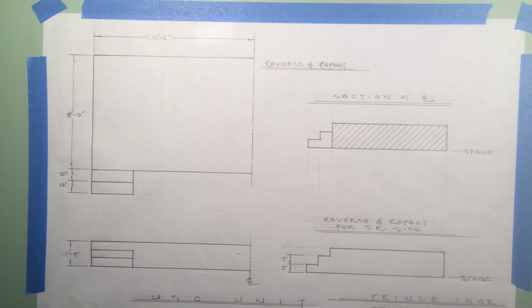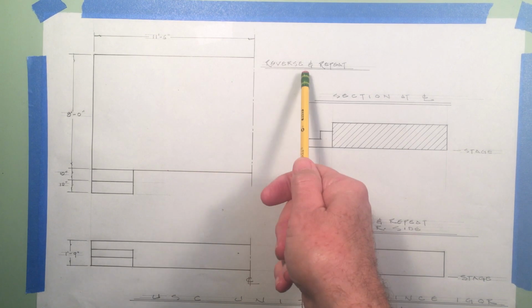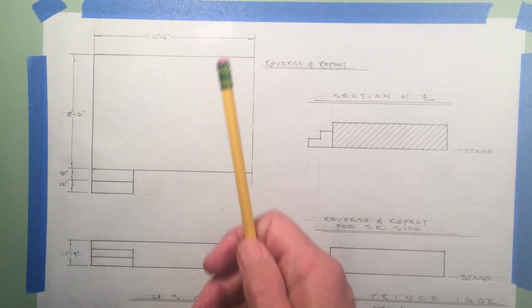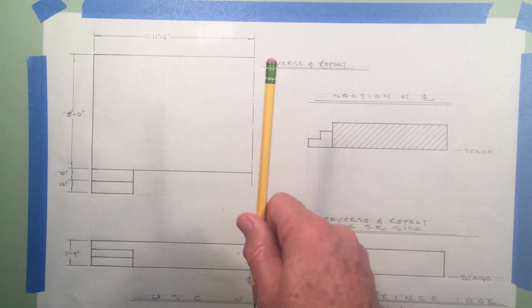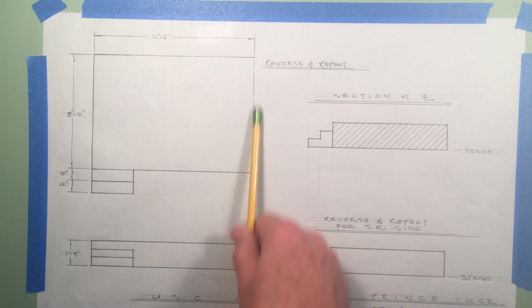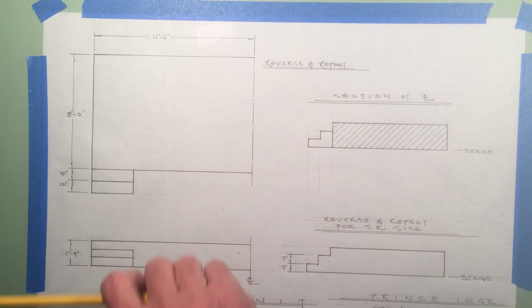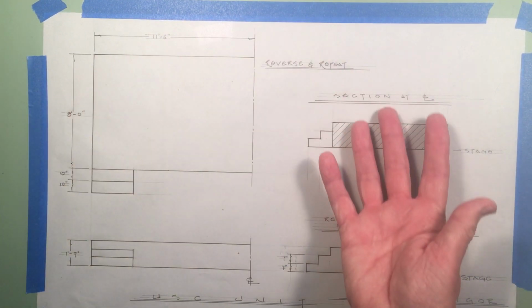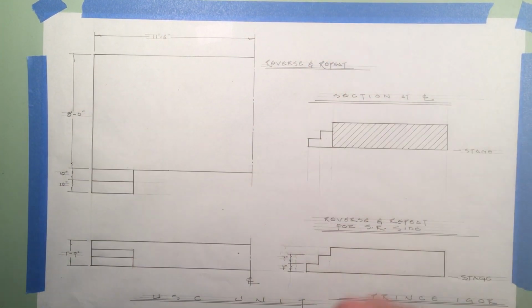You have an elevation view here, a plan view here that is a reverse and repeat. In other words, it's a completely symmetrical unit. So you really only have to draw half of it separated with a center line and just put in the note reverse and repeat, which means basically we reverse and repeat this. It's a two-part mirror image, and we only have to draw half of it with a reverse and repeat note.